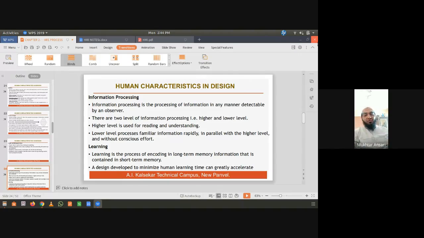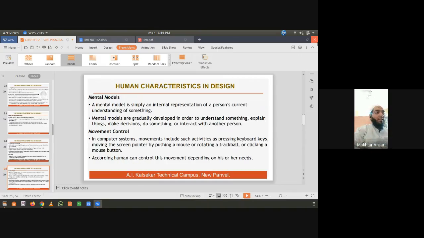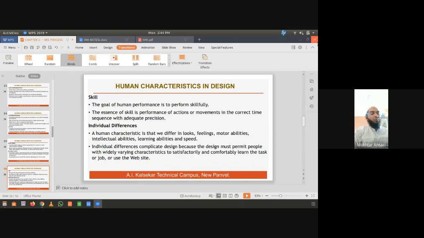Learning process of converting your short-term memory into long-term memory, that is by means of repetition, it is called as learning. Then mental model, dimag ka model. Movement control, moving the information where it is required, kahan se lena, kahan dena. So we correlate all the domain. So उस हिसाब से movement control. And skills, then individual differences.